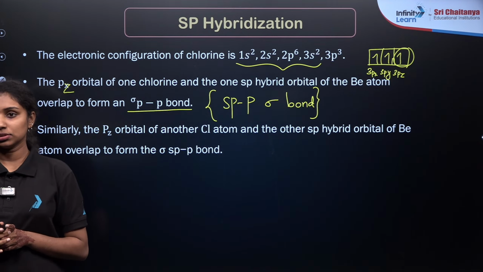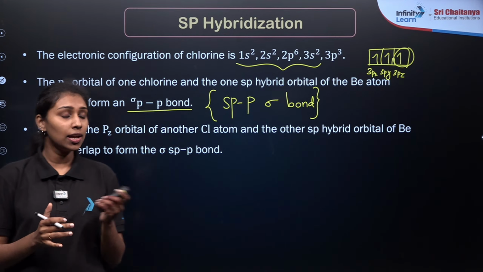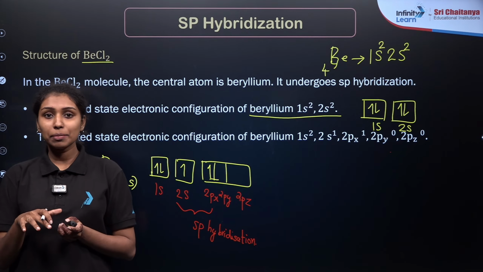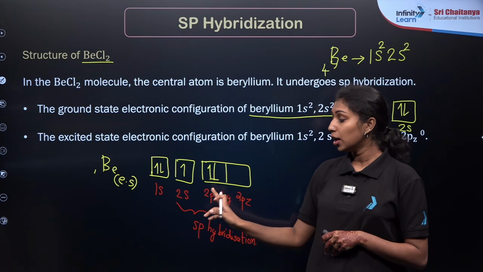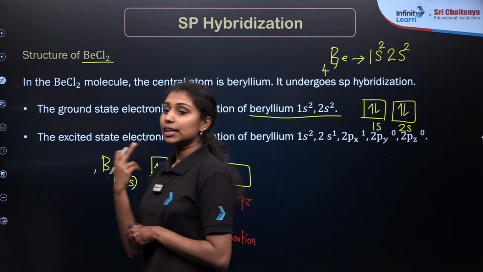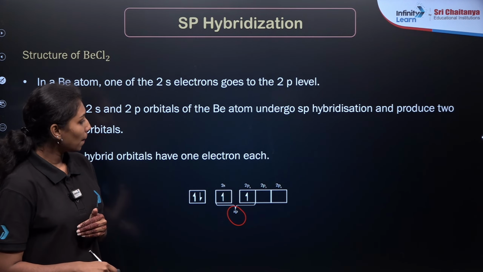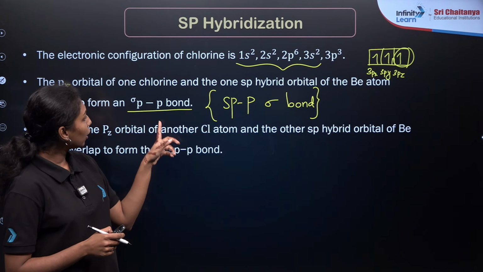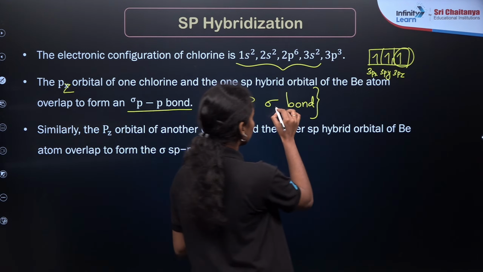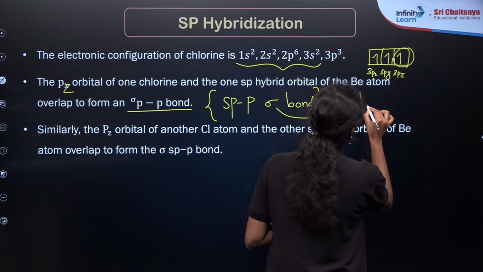What we need to do first is identify the central atom in different molecules. Here, in beryllium chloride, beryllium is the central atom. Beryllium has the general electronic configuration 1s2, 2s2. In order to undergo sp hybridization, one electron is excited from the 2s orbital to the 2p orbital. These 2s and 2p orbitals undergo sp hybridization to form the sp hybridized orbitals. Then chlorine has 3pz1, and one of the 3pz orbitals overlaps to form the sp-p sigma bond. Sigma bond stands for head-on overlapping.